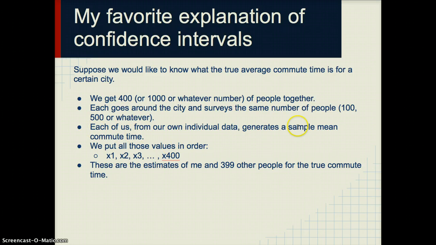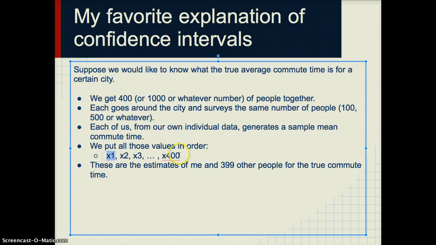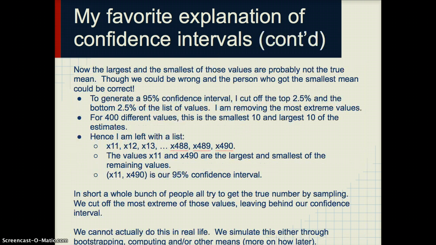From my data set, I compute a sample mean time, and every single person who does this gets their own sample mean, and we put all those values in order. Whoever got the lowest sample mean is at the bottom, whoever got the biggest is at the top. So all 400 of us have a different estimate of what the true commute time is. Since we have a large variety of values, in all likelihood, the biggest value and the smallest value are incorrect.